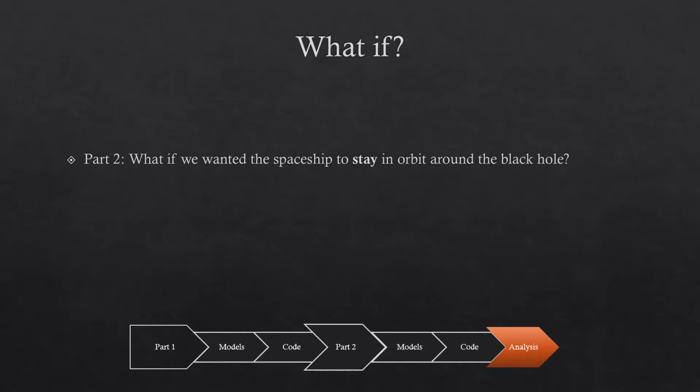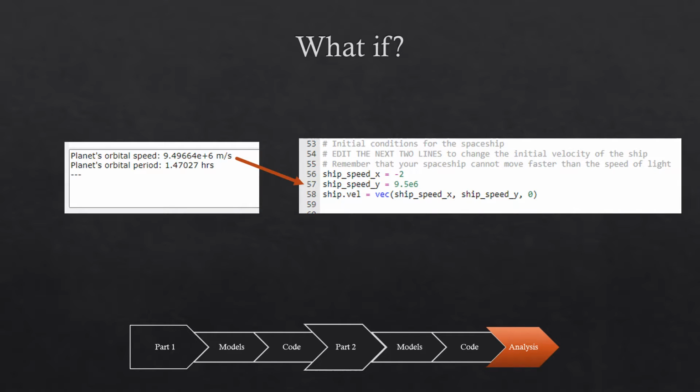What if? In part 2, what if we wanted the spaceship to stay in orbit around the black hole? I took the code and used more trial and error to see how changing the velocities in different ways affects the ship's trajectory. I found that mimicking the orbit of the planet was a good way to go, so I made my ship's y component slightly faster than the planet's orbital speed.